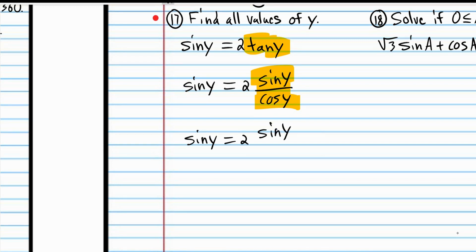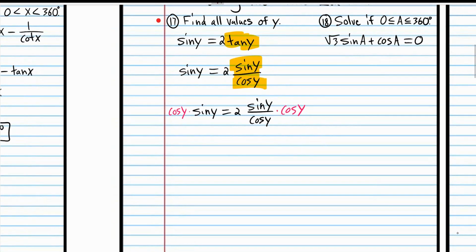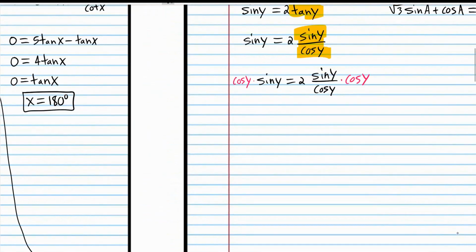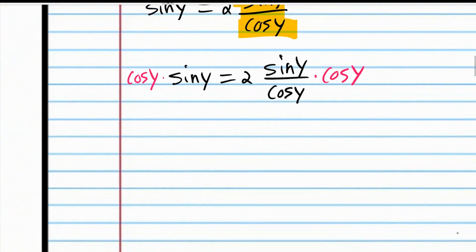And then I'm going to rewrite, and I'm going to get rid of the fraction at this point. So I'm going to multiply both sides of the equation by cosine y. So the cosines cancel out, that's why we did that. And we end up with cosine y times sine y is equal to 2 times sine y.